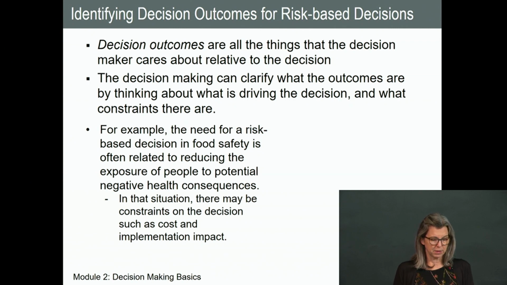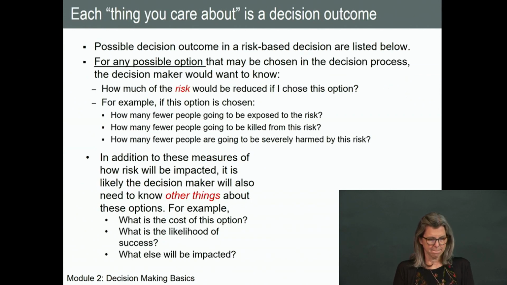the need for a risk-based decision might be related to reducing either the number of people affected, might be related to reducing the likelihood of people being affected, or could be related to reducing the severity of the outcomes. So these are all different ways you might characterize risk as an outcome. So each thing you care about is a decision outcome.